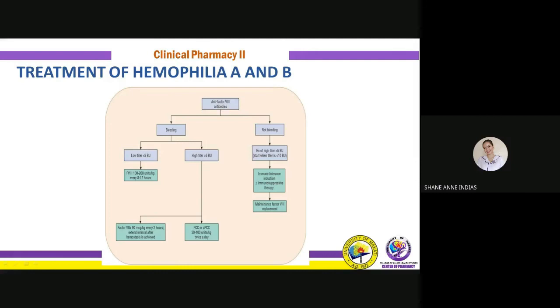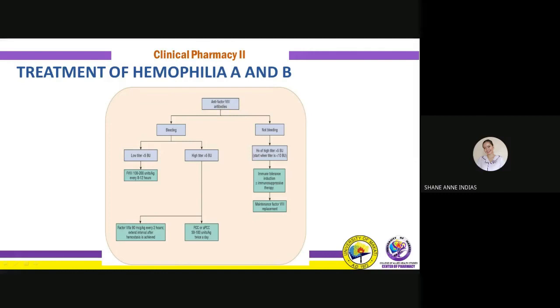So meron tayong dalawang groups. I-classify natin sila as one is yung low responders na merong low levels of inhibitors, yung less than 5 BU per ml. They generally have little or no rise in antibody titers after exposure to the factor. And yung second one is yung mga high responders with greater than 5 BU per ml. Sila naman yung merong higher inhibitor levels and they develop an increase in antibody titer after exposure.